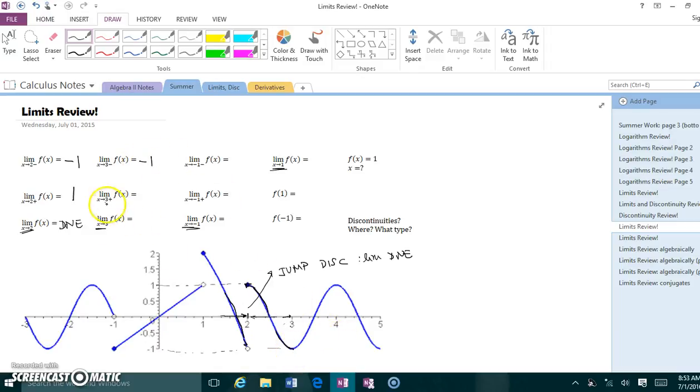Now let's approach 3 from the right. So I'm getting closer and closer to 3. Here I go. Ooh, what are my y values doing? Oh, same thing. They're approaching -1. Because the left and the right limits are the same, the overall limit exists. And I could have known that because the graph is continuous there. It's a smooth curve right there. No breaks or jumps. So my overall limit is -1.